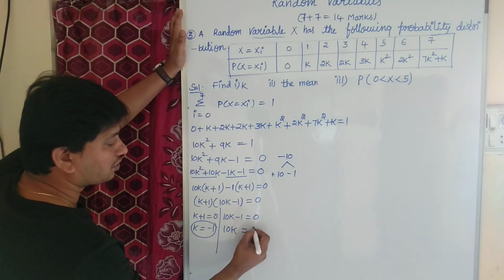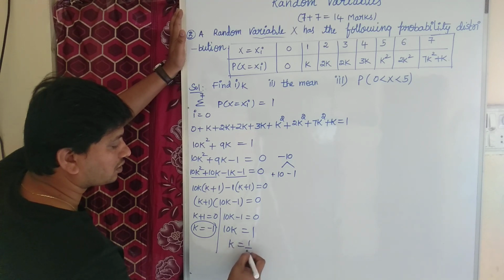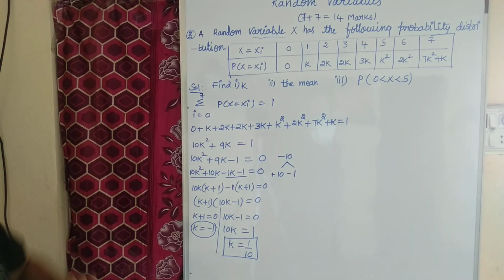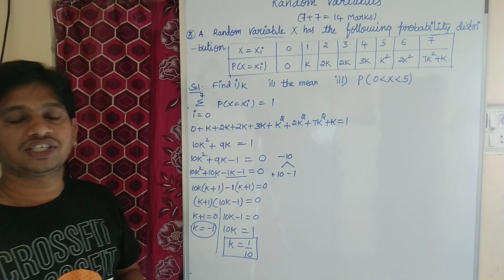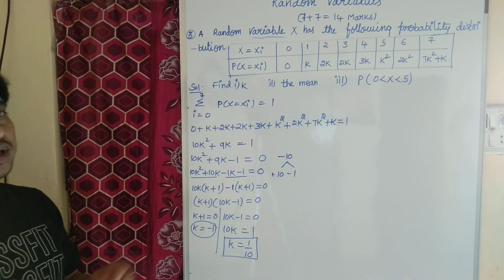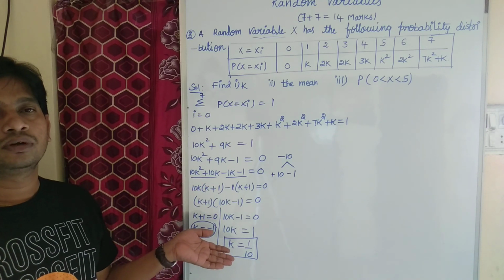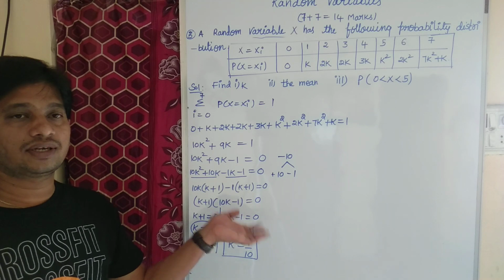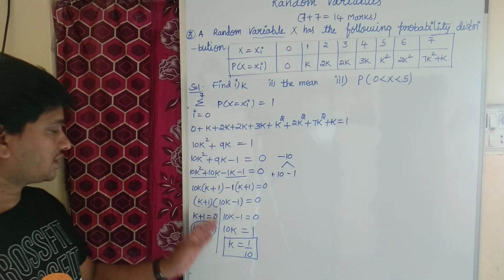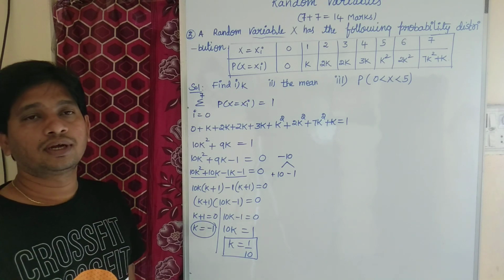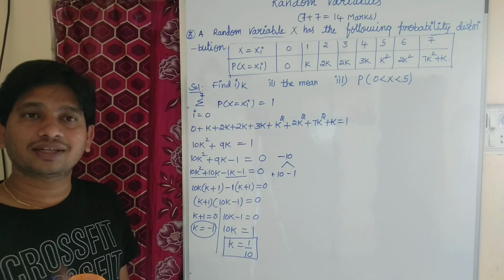So 10k equal to 1. So what is the k value? 1 by 10. So k equal to 1 by 10. So our k value is 1 by 10. Is it clear, children? Okay. As we know this factorization, nothing is there here also. From class 8 we are learning factorization. Simply we found factors, so we got the value of k. You have to practice. Until and unless you practice, you will not get the sum.